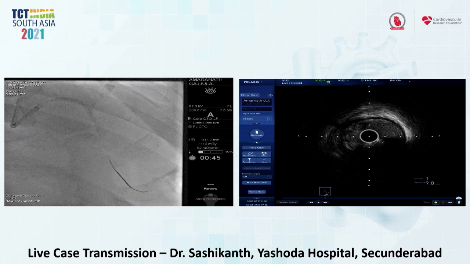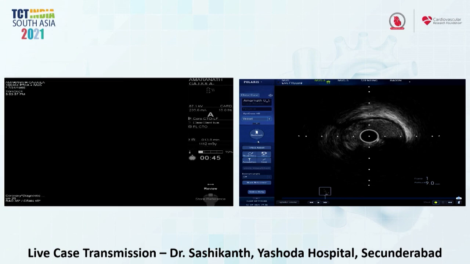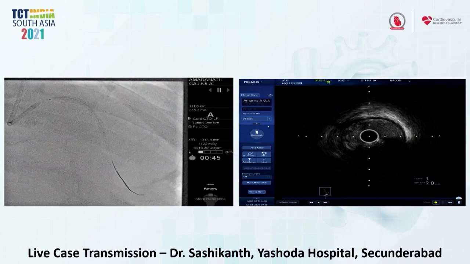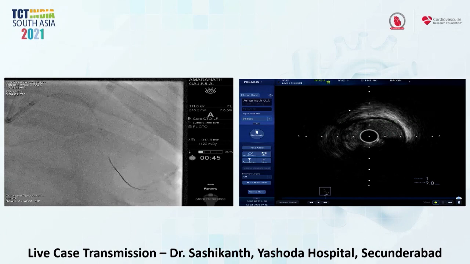Now we're going to remove the balloon. We're going to give one more inflation with the balloon before we take it out. One more inflation with the balloon. And we have the stent boost telling us the stent is reasonably expanded there.